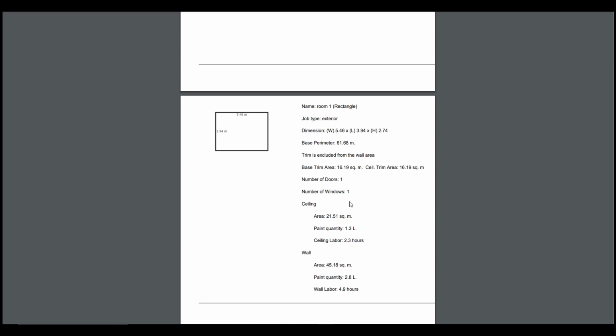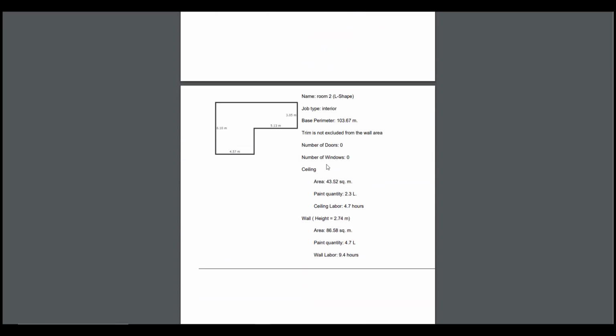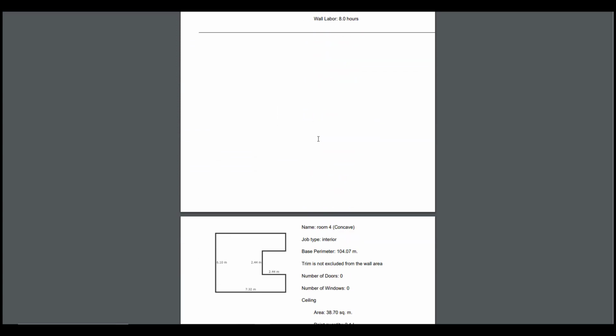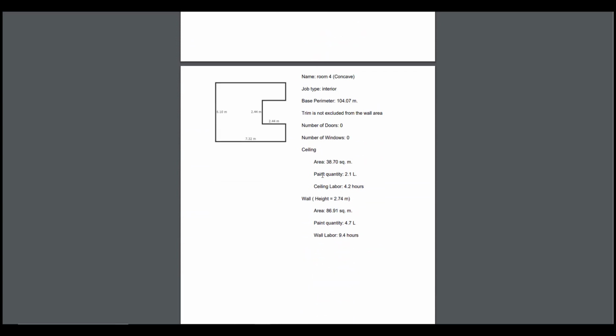Scrolling down, we can see the other rooms here. And one thing to note is that because this room does not have trim, it does not contain the base trim or ceiling trim areas. And you also notice for the L-shaped room and the convex and concave rooms, the wall height is located here instead because this shape is more complex, so there's no dimension here.